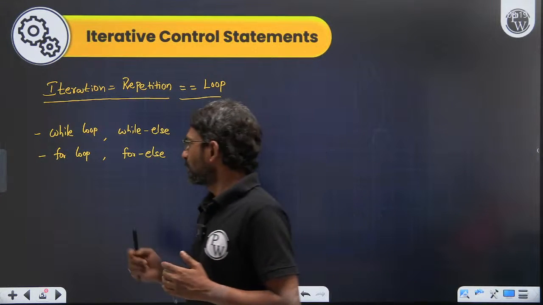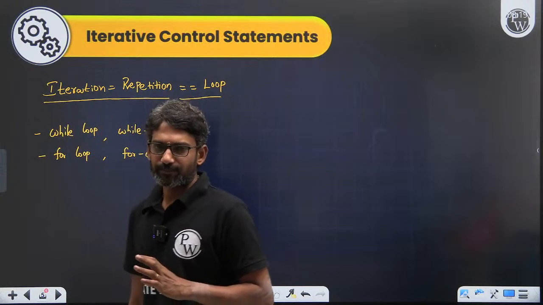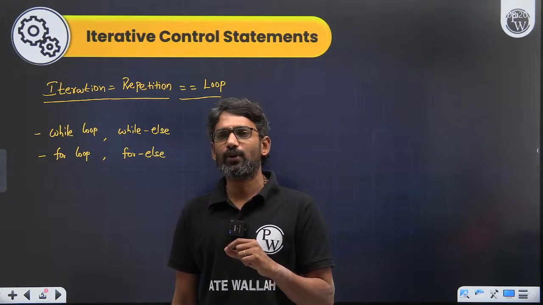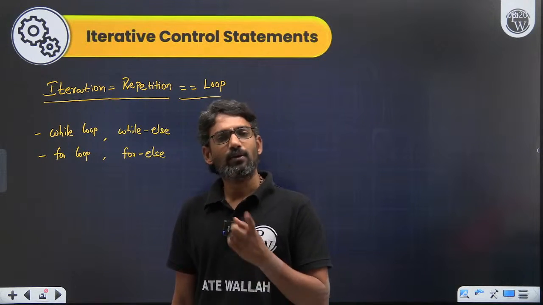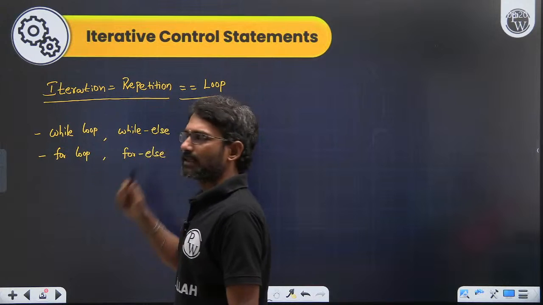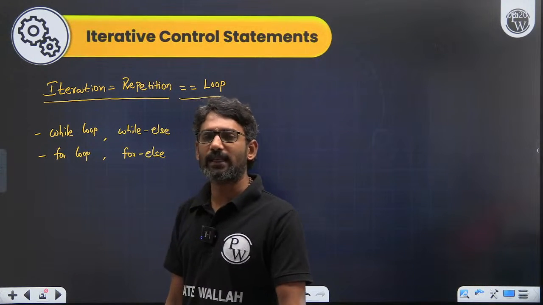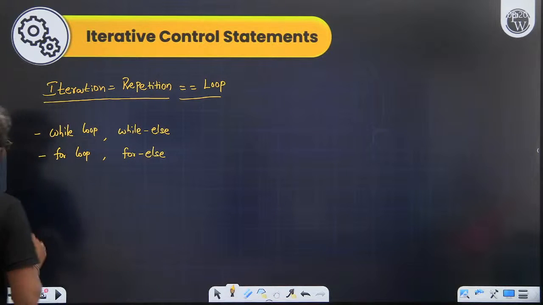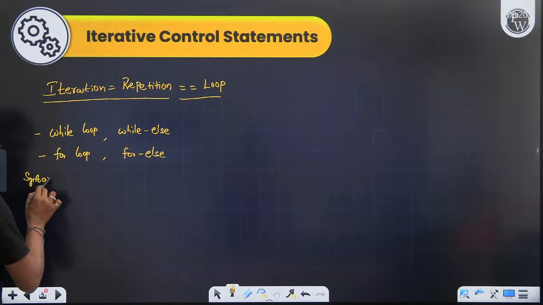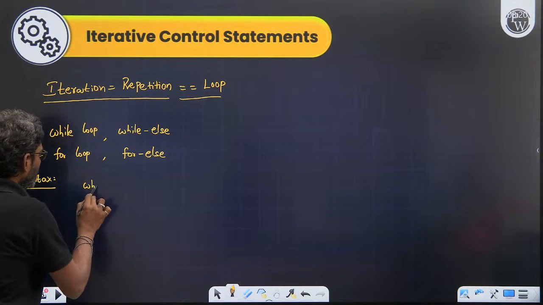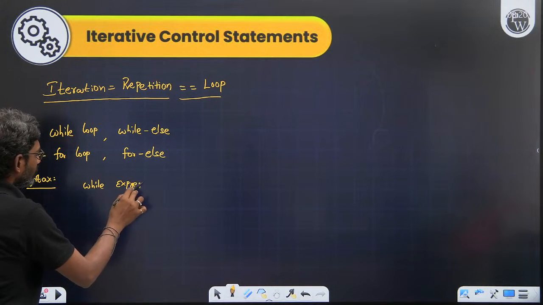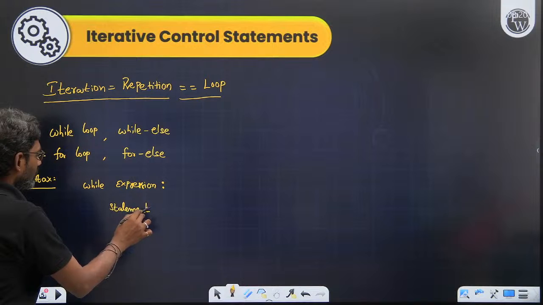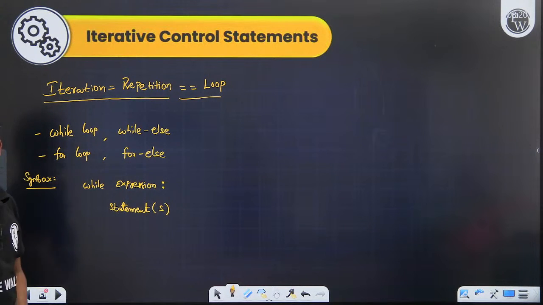ओके, थैंक यू. So iterative control statements, we have two majorly, while, for. You can use only while or you can use only for. No, there is another alternate. What is that? While with else, for with else. So while else, for else. How to use this? First, if we look at the syntax, while expression, statement or statements. बस इतना ही.